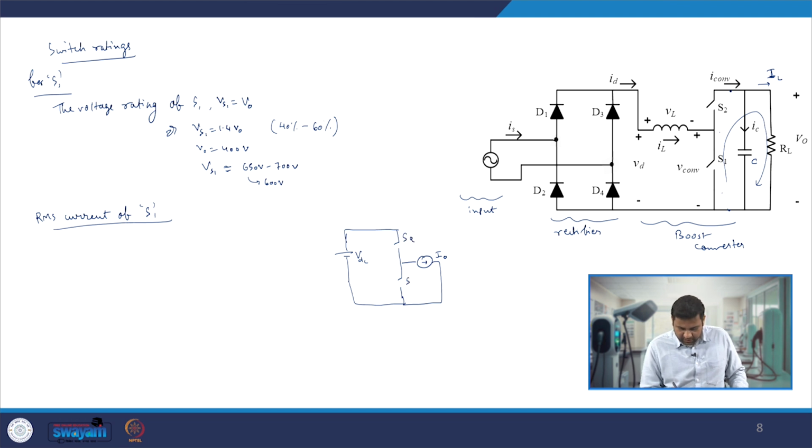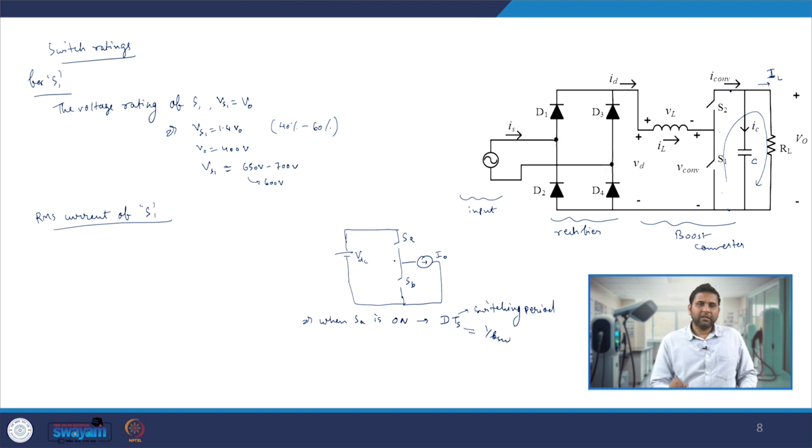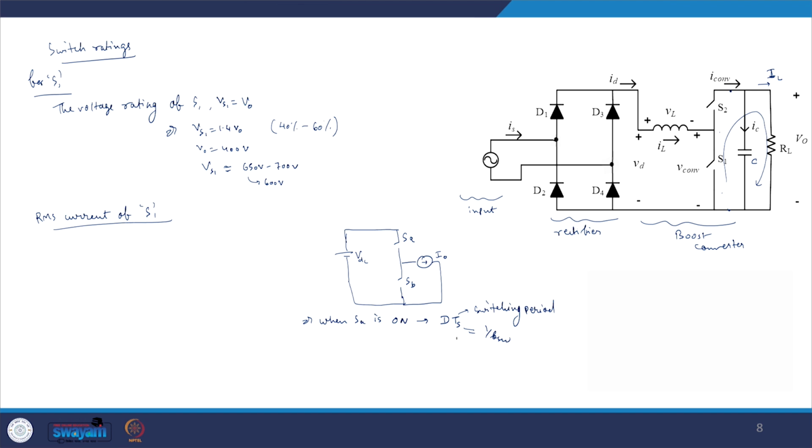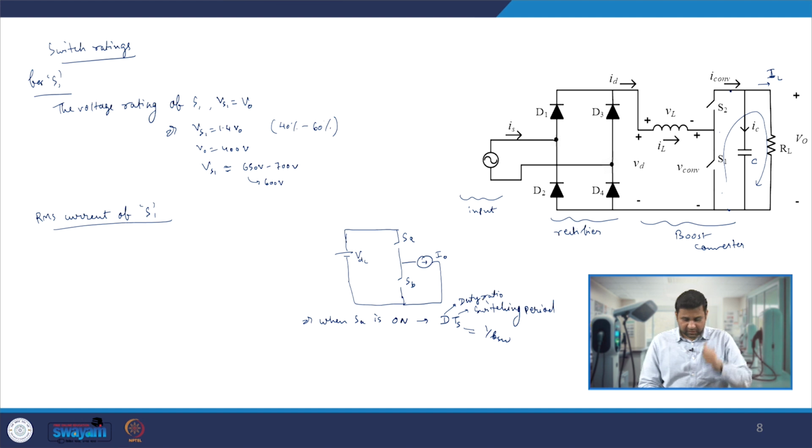Let's define these as the SA switch and SB switch. When SA is on, we define that time as D times TS. That means D is the duty ratio, which defines the fraction of the switching period TS. This is the switching period, or 1 by the switching frequency Fs, for this generalized voltage source converter, and D is nothing but the duty ratio, the fraction of time during which the SA switch is on.